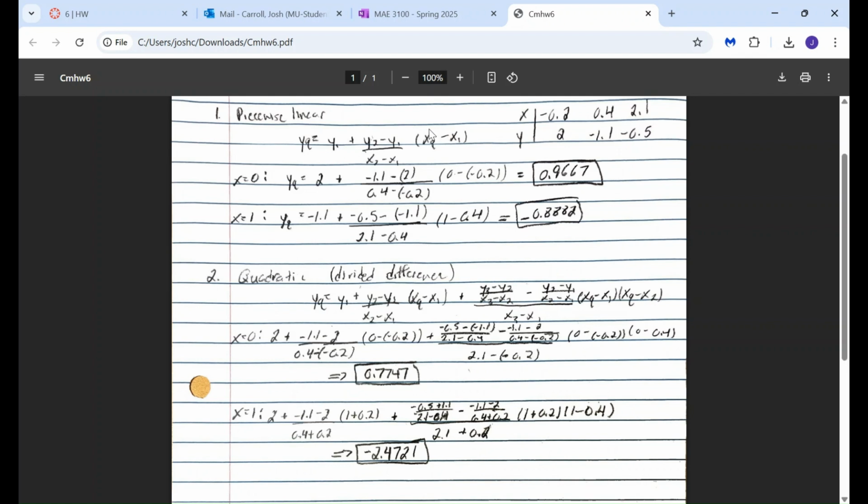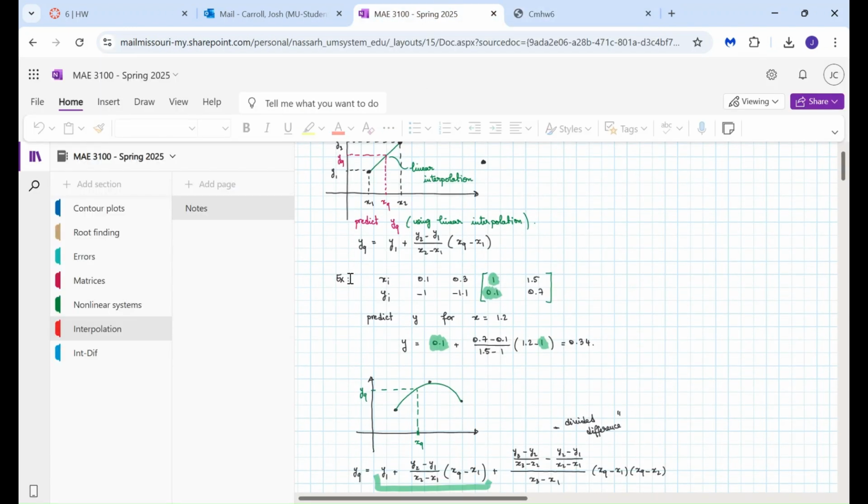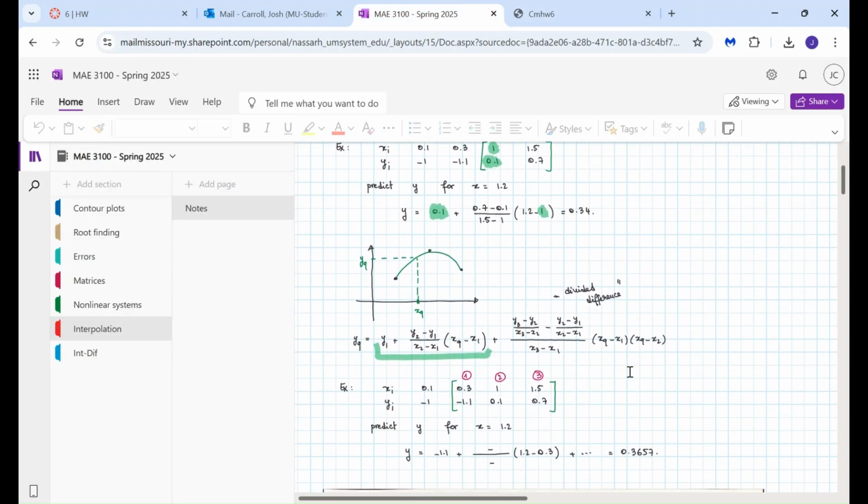because a step up from being linear is just being a quadratic. So it takes the linear portion and it adds to it all of this over here, which is y3 minus y2 over x3 minus x2 minus y2 minus y1 over x2 minus x1, all over x3 minus x1, times x query minus x1 times x query minus x2. And I got that formula from here. I can't highlight it, but it's this one.